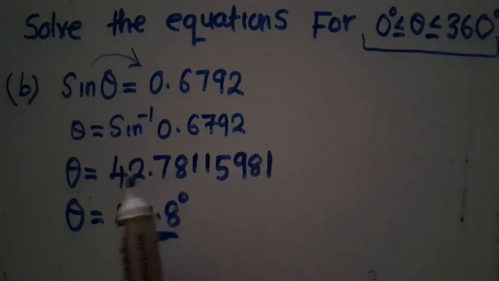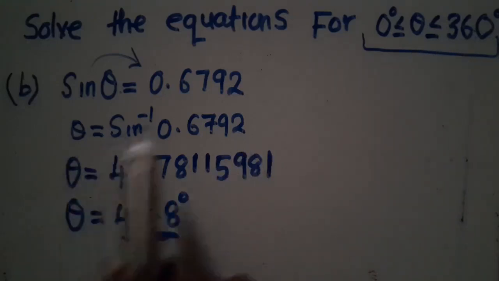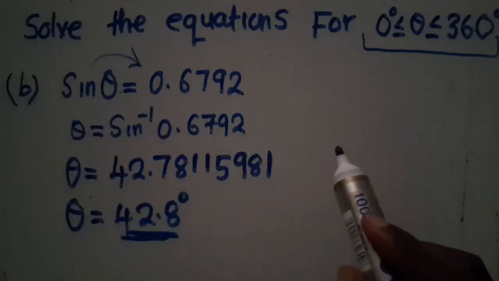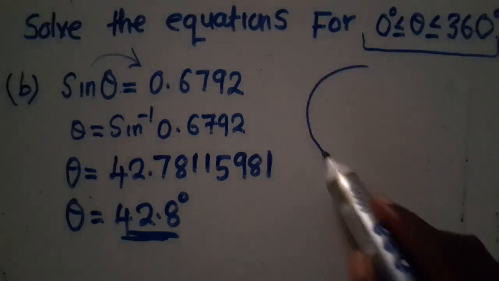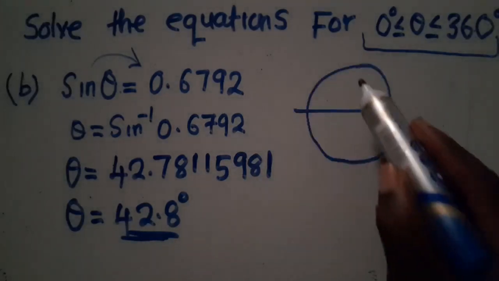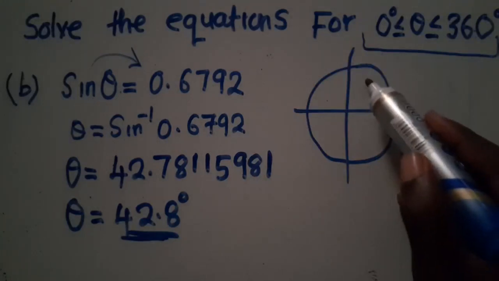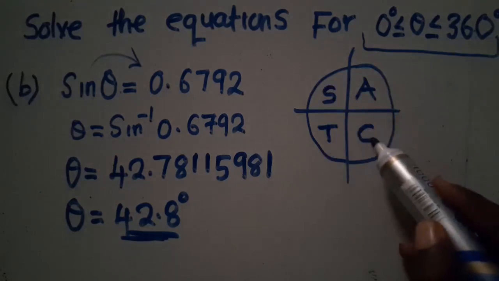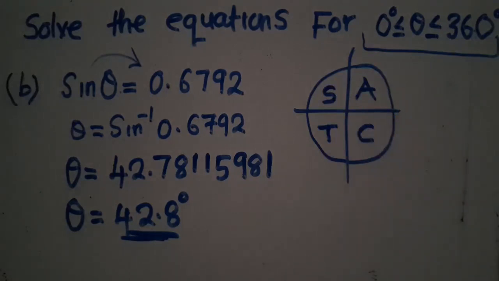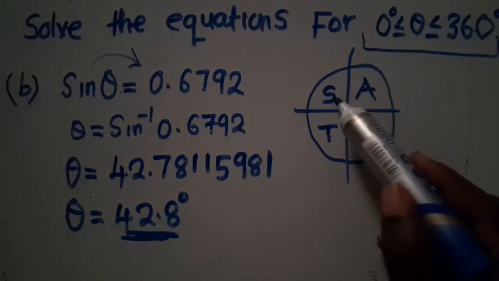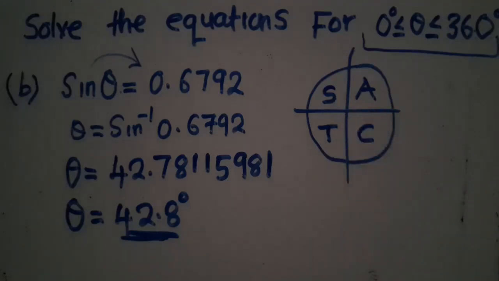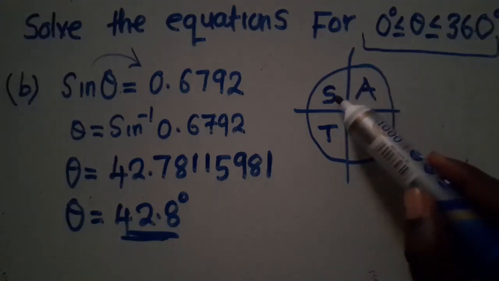Then you know that sine is not only positive in the first quadrant, but also in the second quadrant. I told you about the sine, like this. You need to know this: All Students Take Coffee. This is the easiest way to memorize this. So in the second quadrant, only sine is positive. Cosine is negative. Tan is negative. So only sine is positive. So it's the second quadrant.